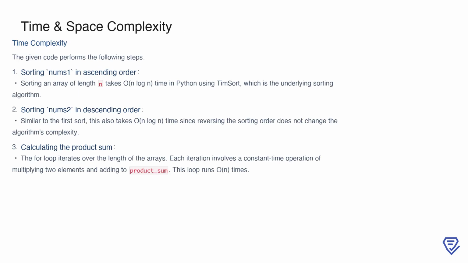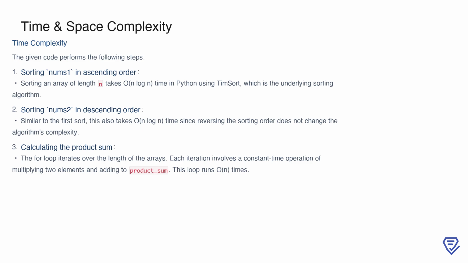Here, we analyze the time complexity of the solution step by step. First, sorting the array nums1 in ascending order is performed using Python's timsort algorithm, which has a time complexity of O(n log n) for an array of size n. Sorting nums2 in descending order also uses timsort, and since the sorting direction does not affect the algorithm's underlying operations, this step also takes O(n log n) time.